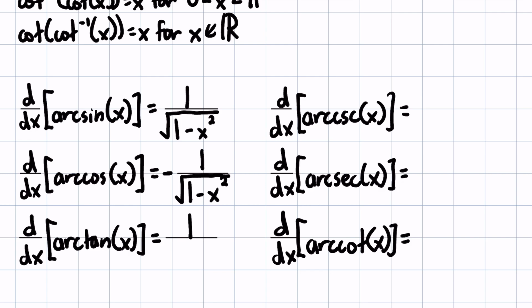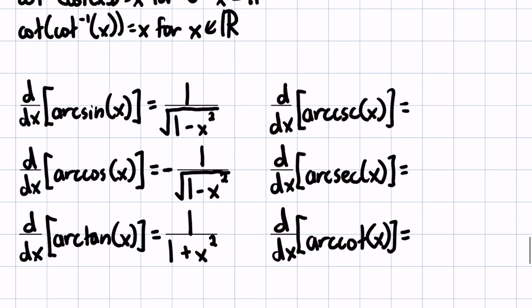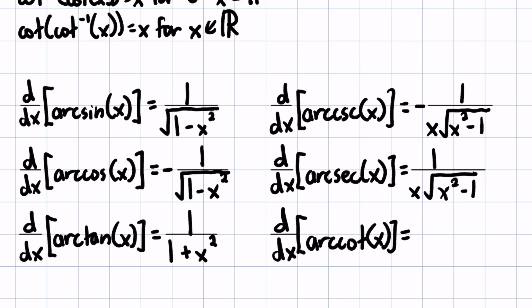And then arctangent, we're going to have something a little different. It's 1 over 1 plus x squared. And then for arccosecant, this one's going to be negative because we alternate. 1 over x times the square root of x squared minus 1. And then for arcsecant, we're going to have the positive version of the same thing. And then for arccotangent, it's going to be the same as arctangent, just negative. And those are our derivatives.